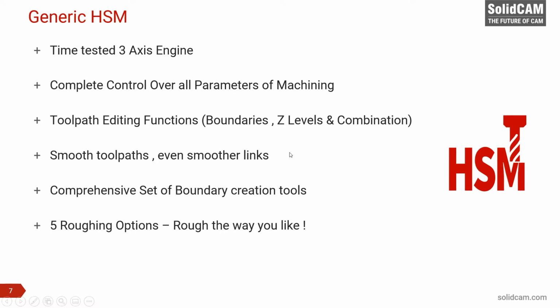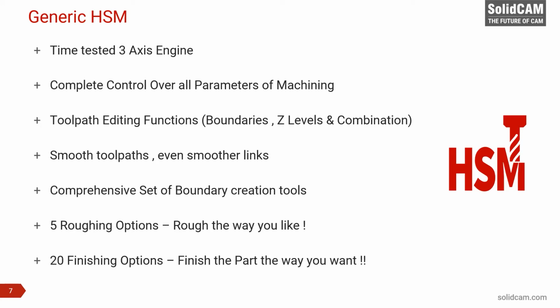And we have got 5 roughing options. You can rough the part the way you like it, and about 20 different finishing options, which means that you could finish the part the way you want. There are no restrictions. You can machine the part the way you think the part needs to be machined.